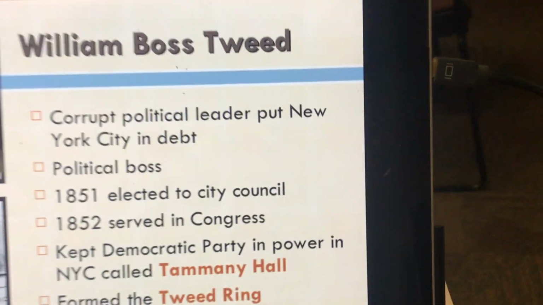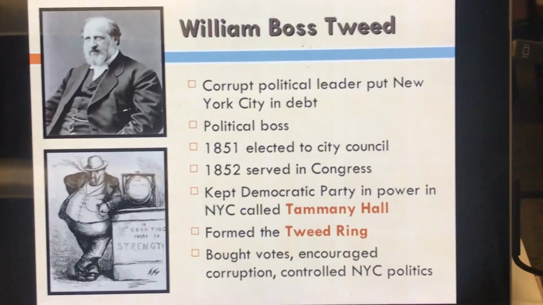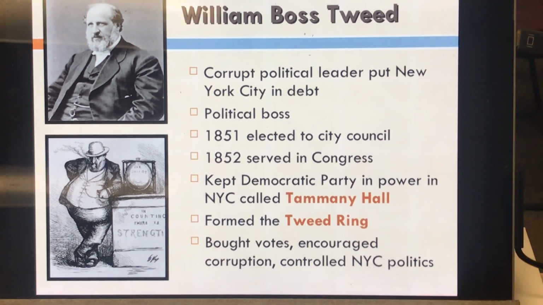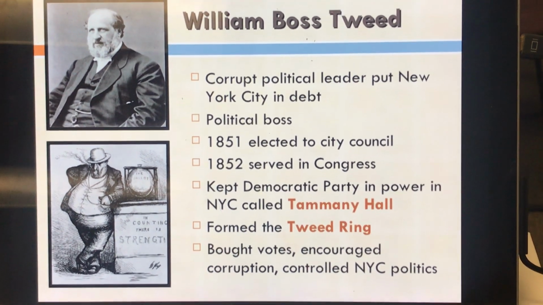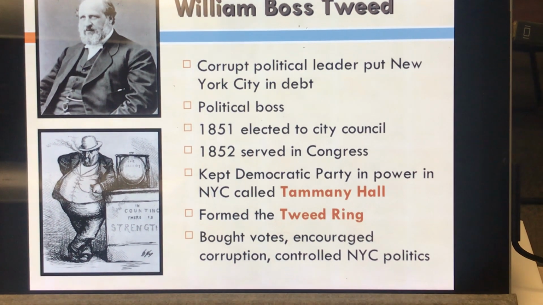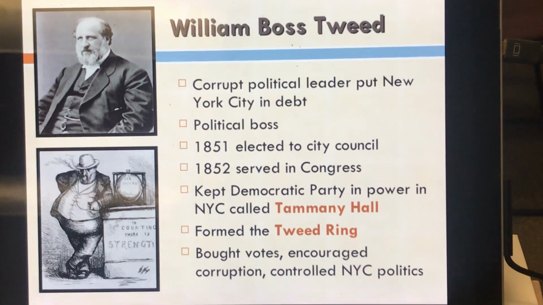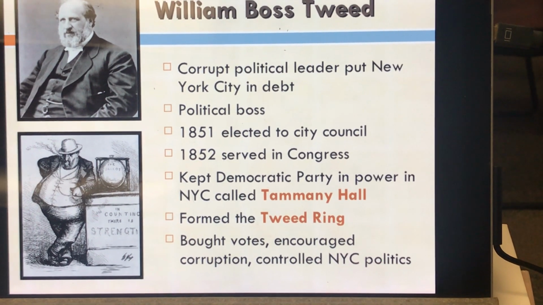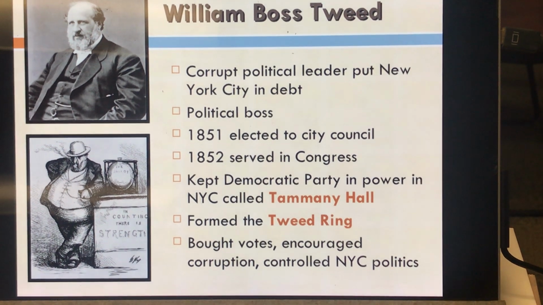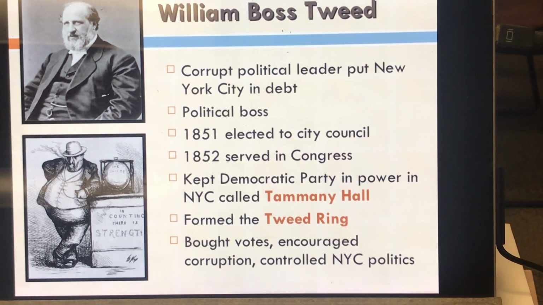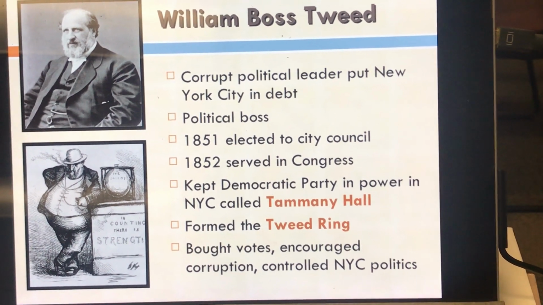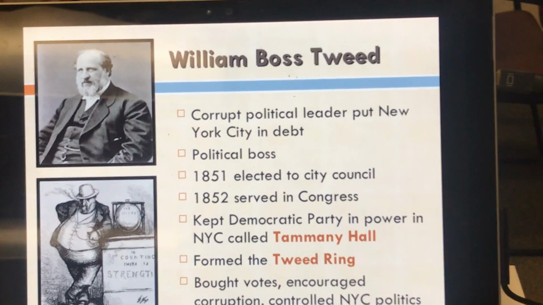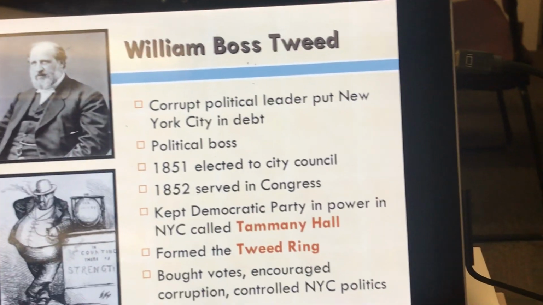The biggest boss that we know of was William "Boss" Tweed. He was the political leader of New York City. He put New York City in debt. He was elected to the city council in 1851. He served in Congress in 1852. And he was able to keep the Democratic Party in power in New York City for a very long time. They called this Tammany Hall. And he formed what was called the Tweed Ring. They bought votes, they encouraged corruption, and for all intents and purposes, they completely controlled New York City politics during this time.